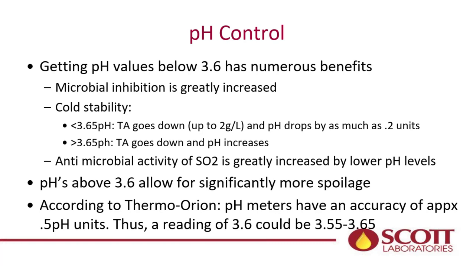So if you have pHs below 3.6, you get a lot of synergism that occurs. Your microbial inhibition is greatly increased. For cold stability, it's more favorable, less than 3.65 for what we're going for. The antimicrobial activity of SO2 is greatly increased, which we'll get into a little bit more. pHs above 3.6 allow for significantly more spoilage.